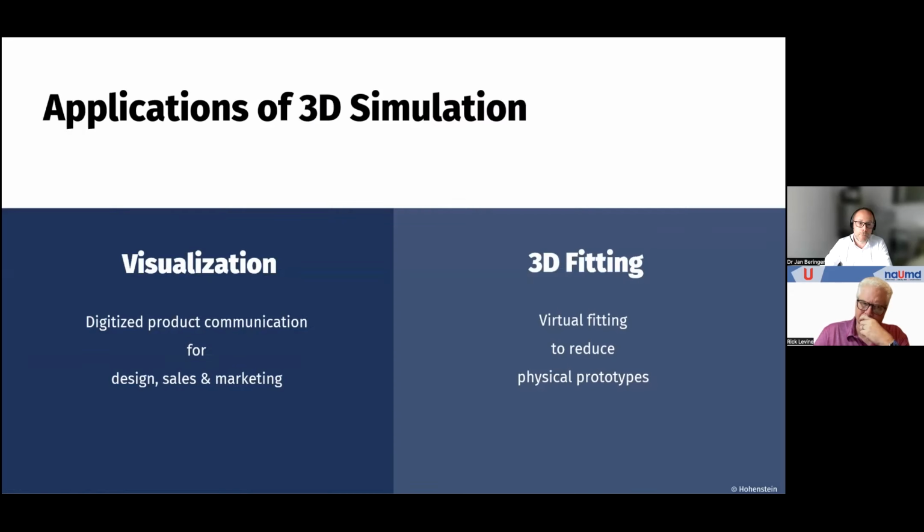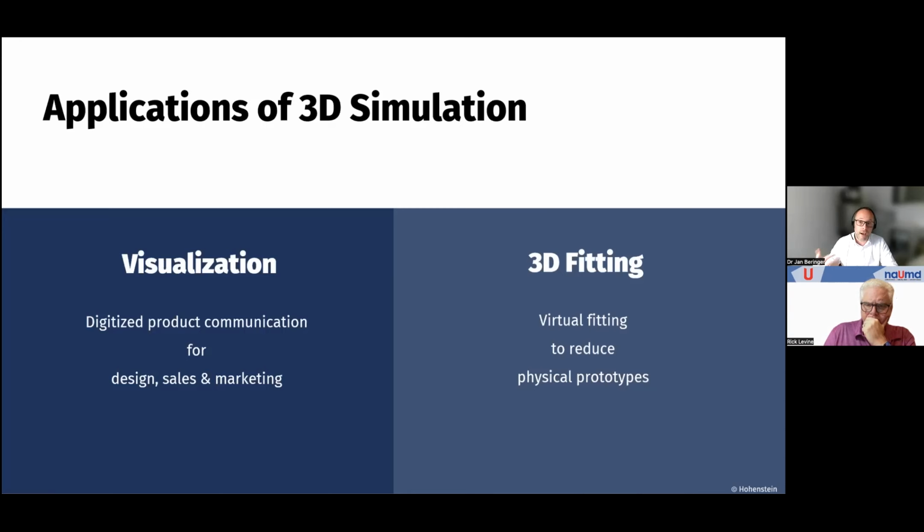For the applications of 3D simulation, we have to separate a little bit: on one side the visualization, on the other side 3D fitting. What most companies currently do is visualization. It's creating your design prototype, your garment prototype, in digital form, and you use this for digitized product communication for the designers, your sales team, and marketing, for your web shops, for example. So just make a very nice three-dimensional image of the garment, which should be as close as possible to the real garment.